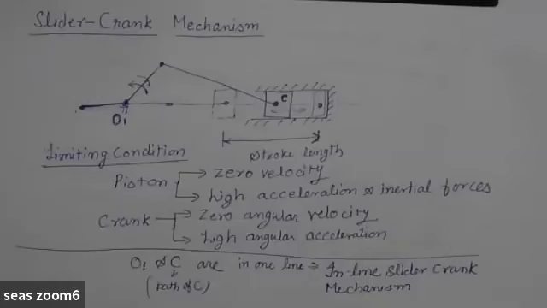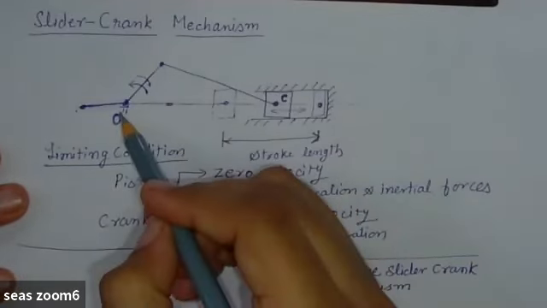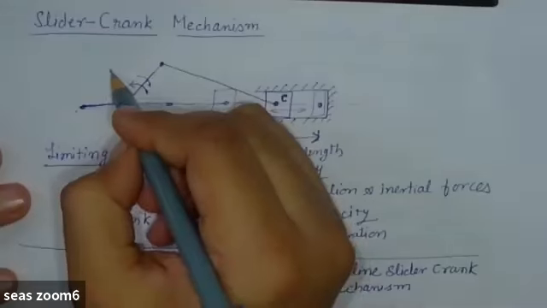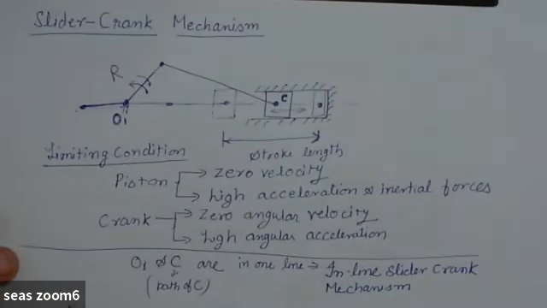So when it is inline, it simply means that, let's say the crank length is R. Let's say this crank length is R. So in this case of inline slider crank mechanism, what will be the stroke length? तो stroke length क्या हो जाएगा?